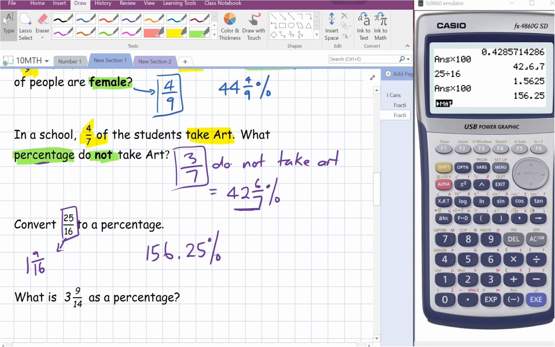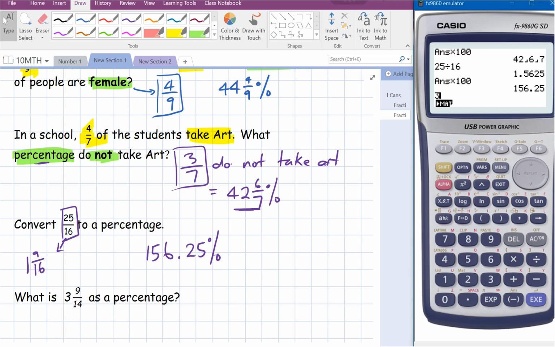The last question, what is 3 9/14 as a percentage? So I'm going to use my ABC button here just to have a look at what it looks like. So 3 9/14, to enter that into the calculator, 3, then ABC, 9, ABC button again, 14, and then execute. And what that does is it gives me the improper fraction. So 3 9/14 is actually 51 over 14. If I press the FD button at this point, that will change it to a decimal.